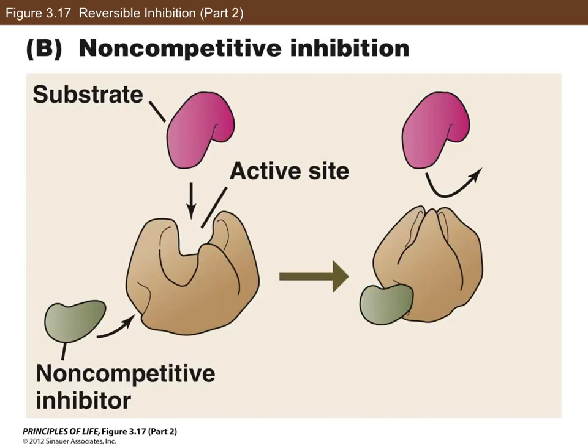But with non-competitive inhibitor, what happens is you get another molecule binding to a site that's different from the active site. This binding causes a change of shape in the protein, as you see here, and the substrate cannot go in. This is also known as allosteric inhibition.